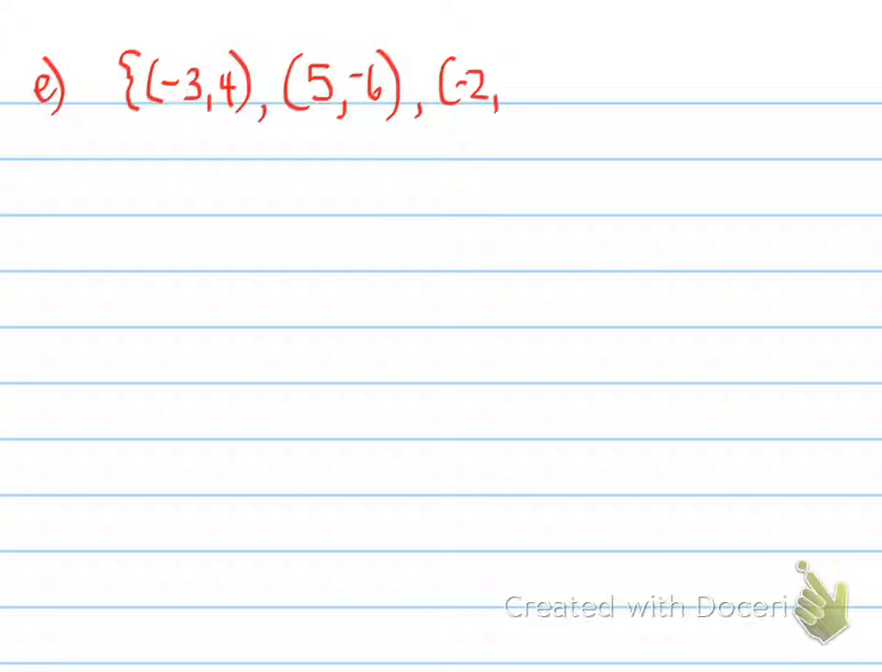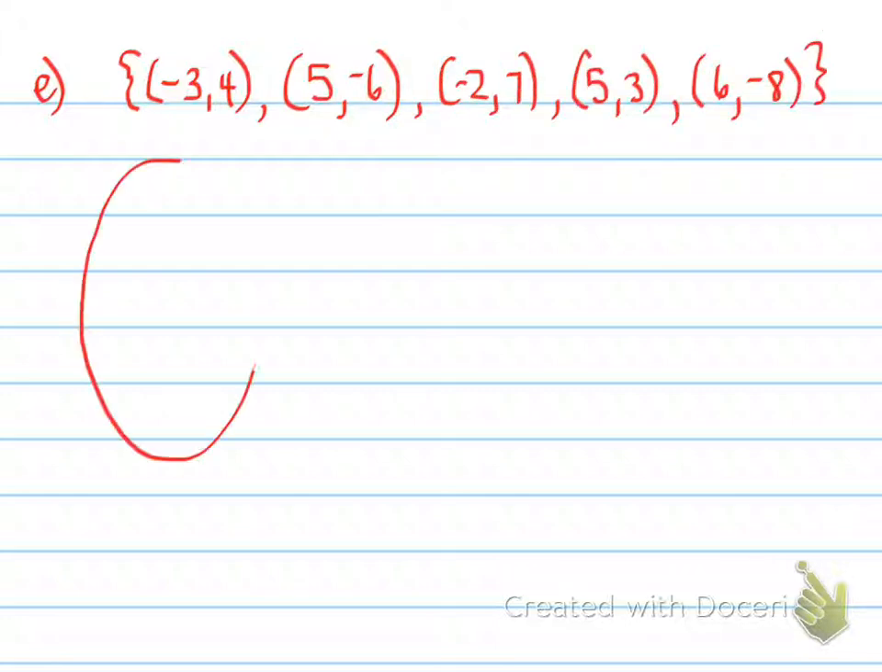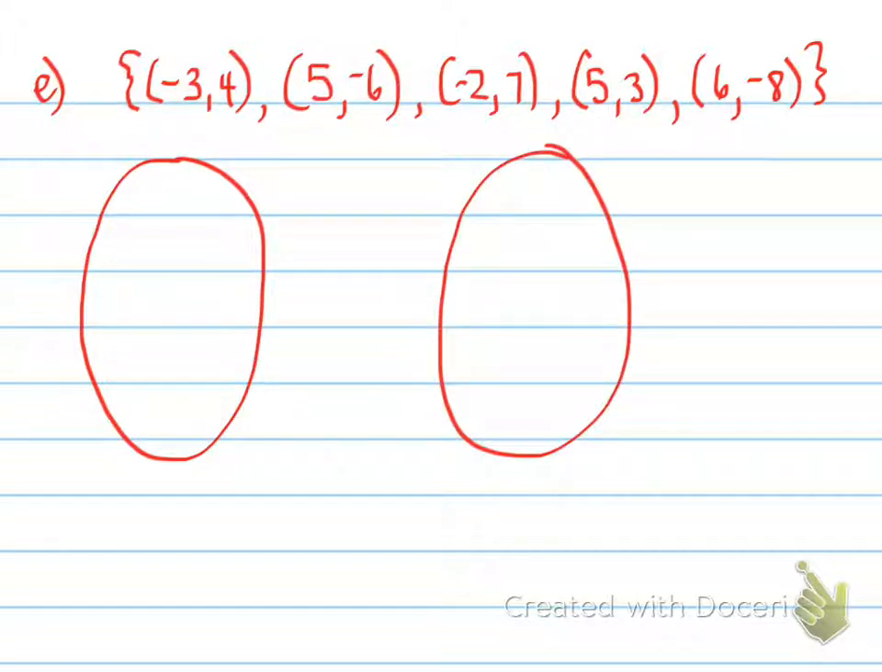Before we do that, I want you to know how to convert a set of points to a mapping diagram. So that's going to be important. I want you to be able to convert a set of points to a mapping diagram. The set of points here are (-3, 5), (-3, 4), (5, -6), (-2, 7), (5, 3), and (6, -8).